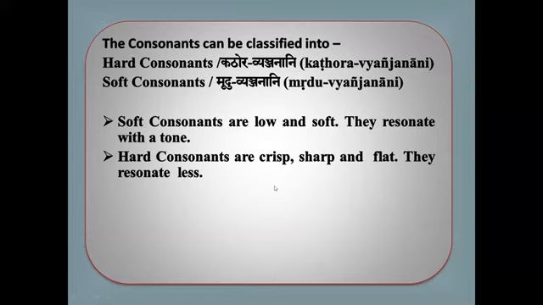Now, what are soft consonants? Soft consonants resonate with the tone. That is the important thing. When you utter the soft consonants, there is vibration. You will feel the vibration in the throat. Whereas hard consonants are very flat and very sharp, and there will not be vibration in the throat. That's why you resonate less. So, resonate less, hard and soft.